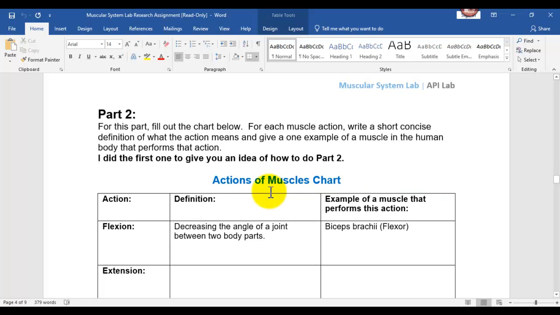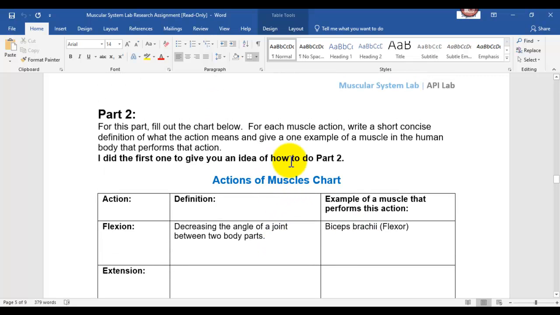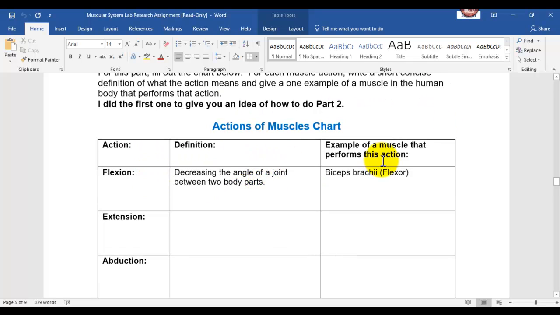And then part 2, muscles have actions. You can make lots of lists, but just a nice concise one. It says here, for each muscle action write a short concise definition. I did the first one here. Flexion: decreasing the angle of the joint between 2 body parts, usually talking about either a skeletal part or muscle.